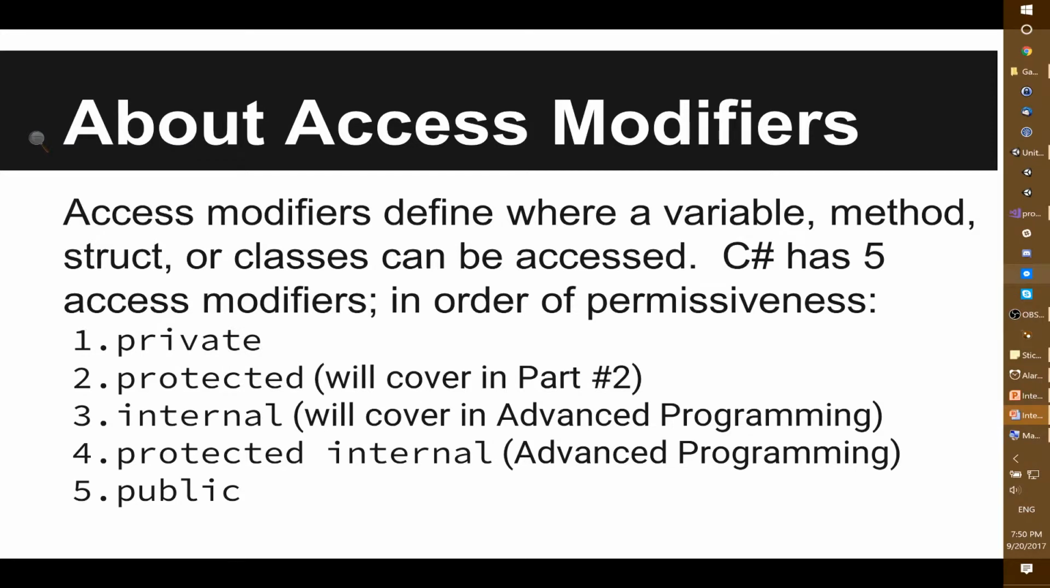C# has 5 different access modifiers. I actually had to research this as I discovered there was more than 3 as I originally assumed. In order of permissiveness: private, protected, internal, and public. We are going to completely skip internal and protected internal.